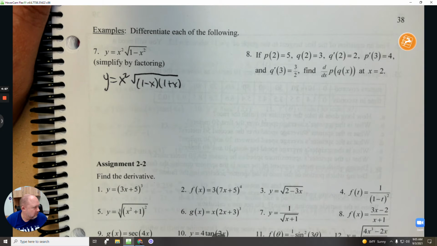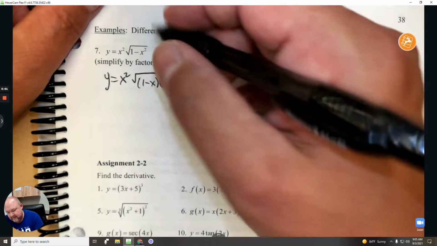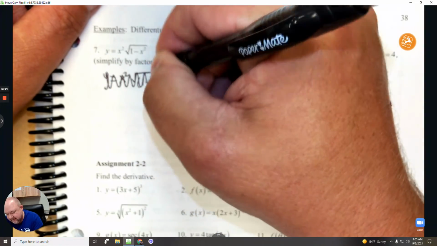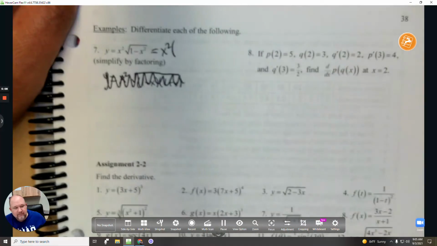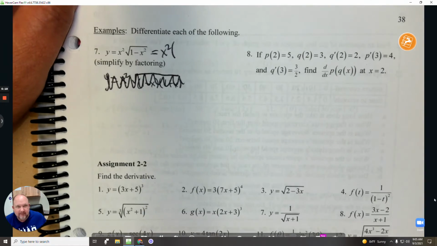Let's write this again. So that's at the end. So we have x squared. Something keeps beeping at me. I don't know why it keeps beeping at me.